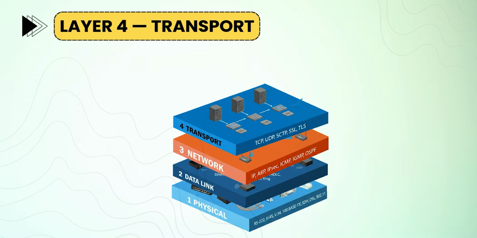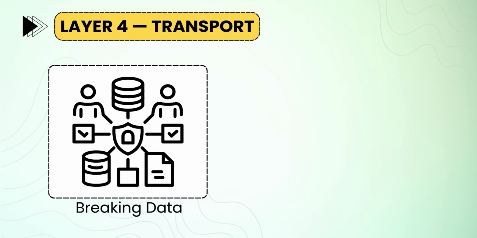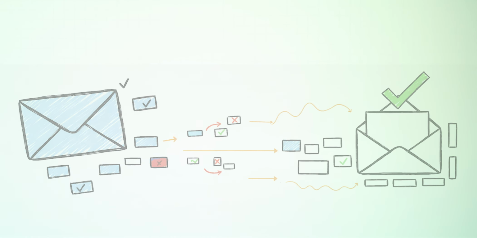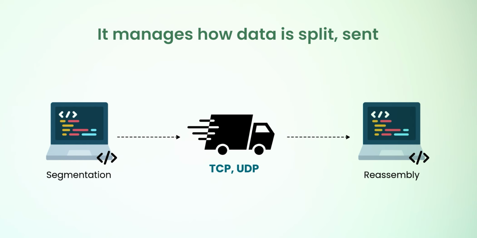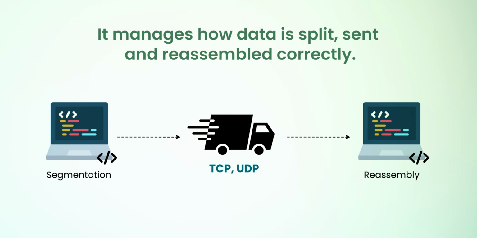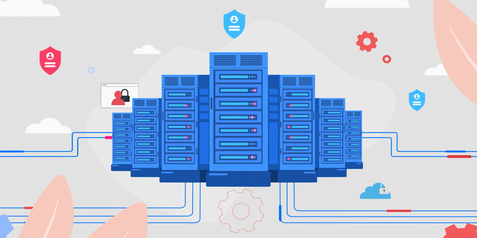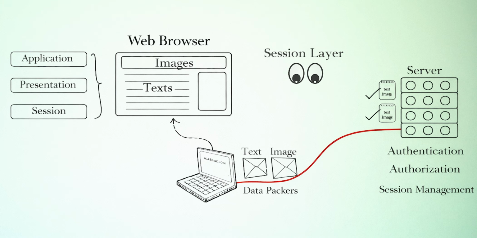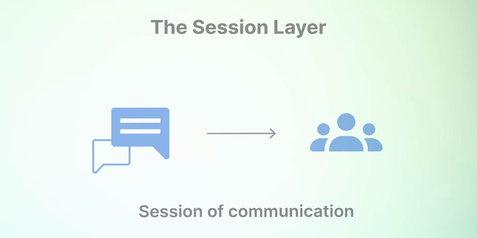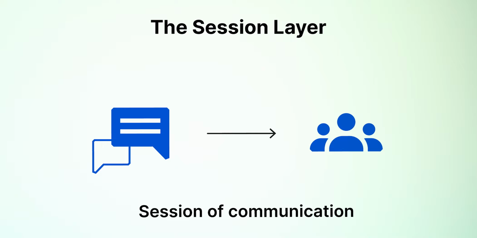Layer 4. Transport. Breaking data, reliable delivery. This layer makes sure data is delivered correctly and in the right order. It manages how data is split, sent, and reassembled correctly. It's responsible for reliability. Layer 5. Session. Managing connections. This layer manages ongoing conversations between devices, keeping them open, synchronized, and properly closed. It starts, maintains, and ends communication channels.